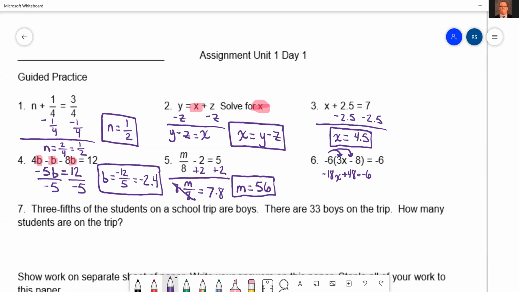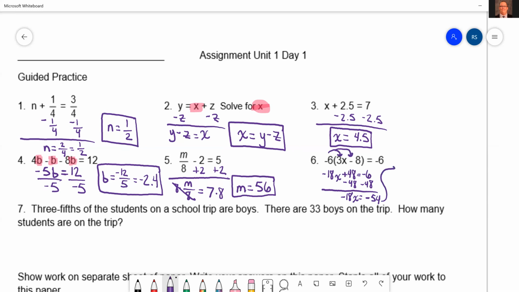So now what do we have to do? Subtract 48. Good. So that's going to give us negative 18x equals negative 54. Remember, our 6 and our 48 are both negative, so we're going to be even more negative.